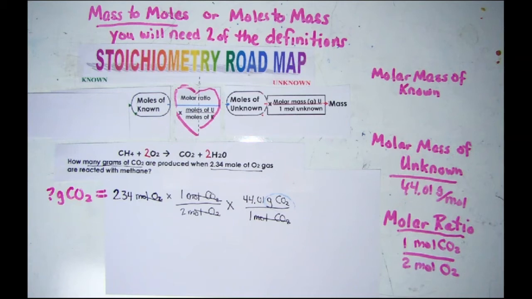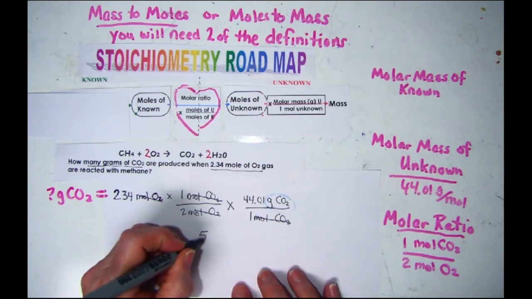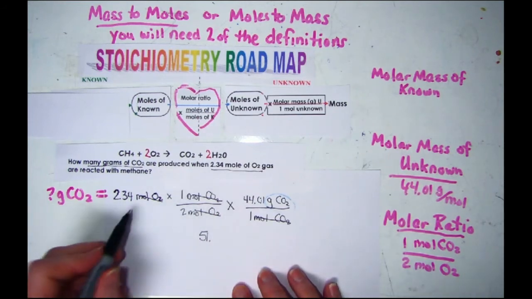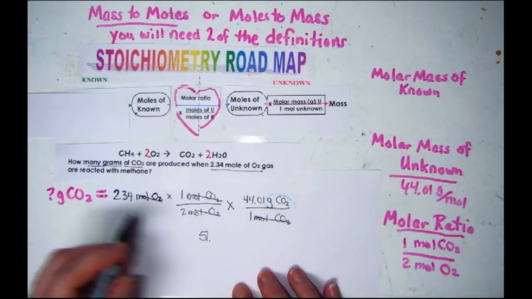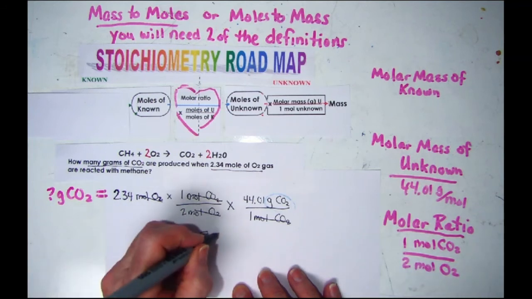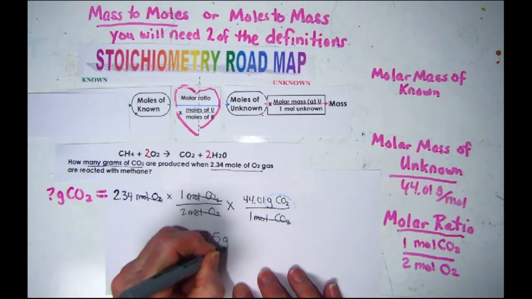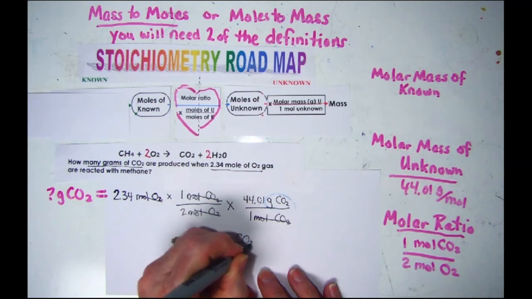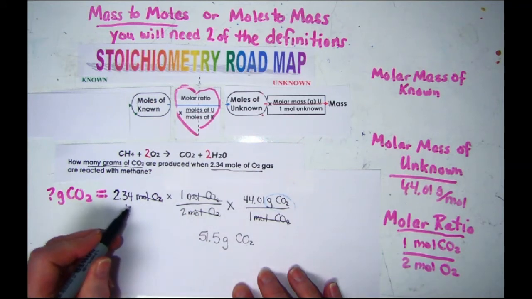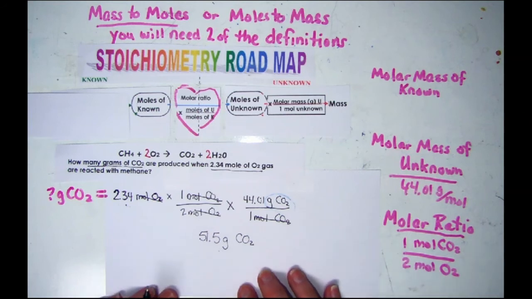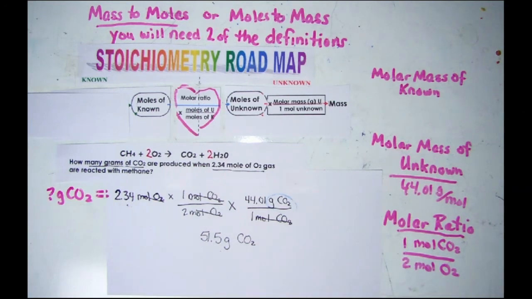In this particular case, we can do the math, and we can say that 2.34 divided by 2 times 44.01, our answer is going to be 51.5. We had 3 sig figs. It's 4.9, so we would have 51.5 grams of CO2. There are 3 sig figs when we started, there'd be 3 sig figs when we end. All right, so there's problem number 1.